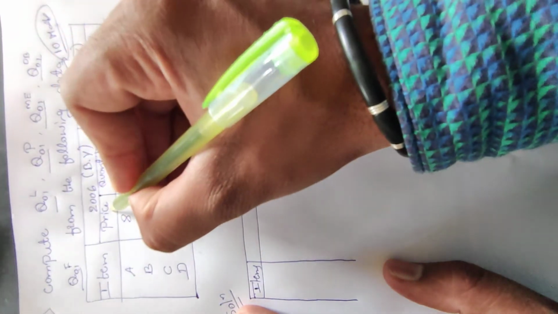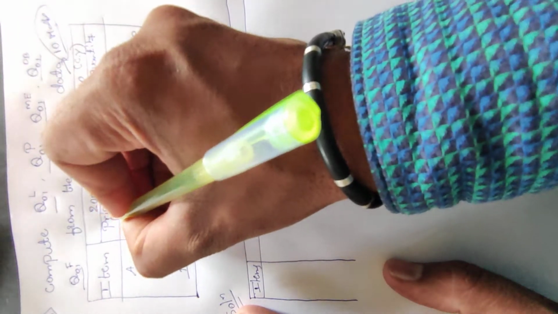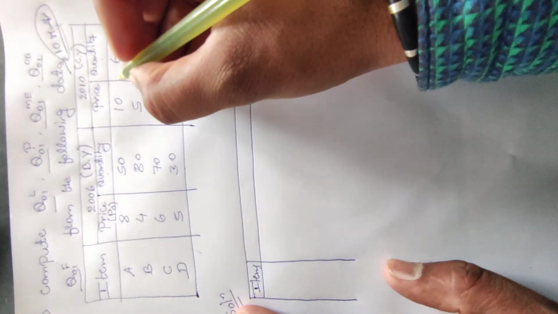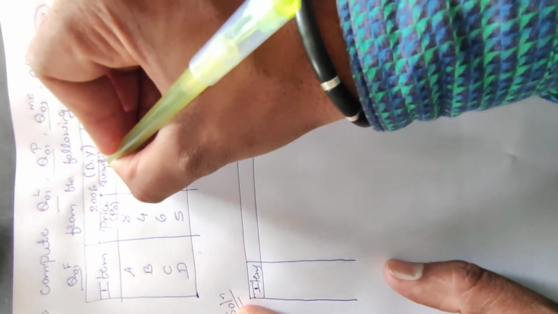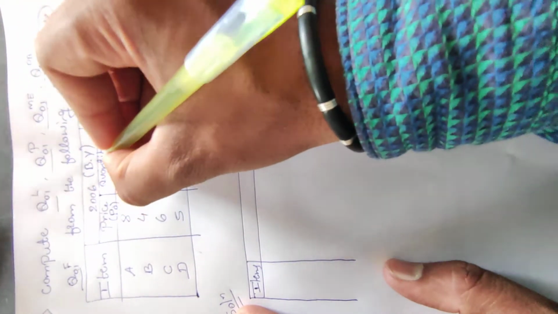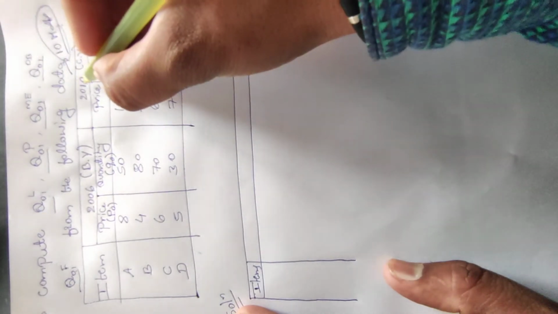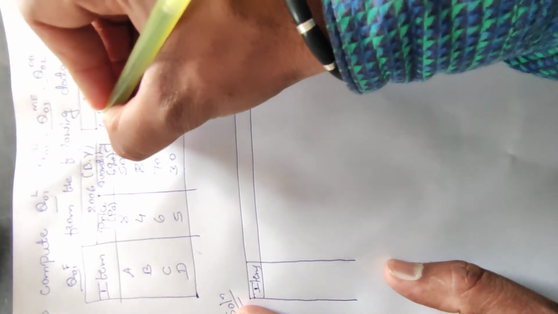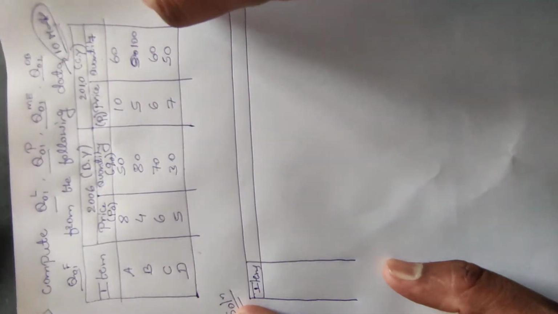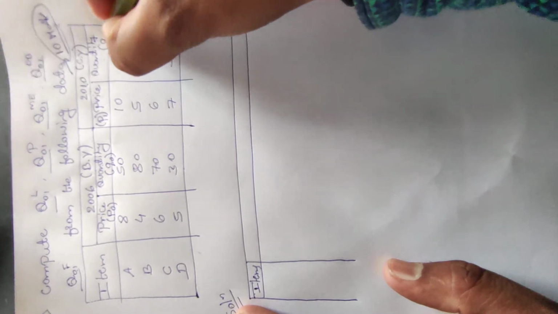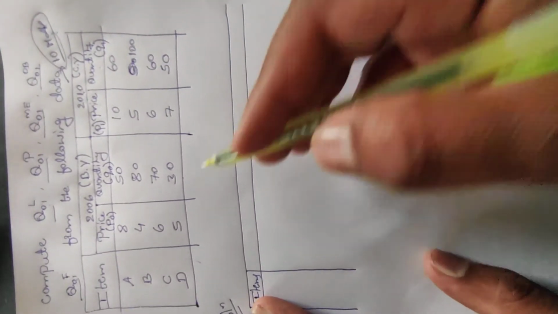The base year price we denote as P0, and the base year quantity we denote as Q0. Next, the current year price we denote as P1, and the current year quantity we denote as Q1. These are the given information.